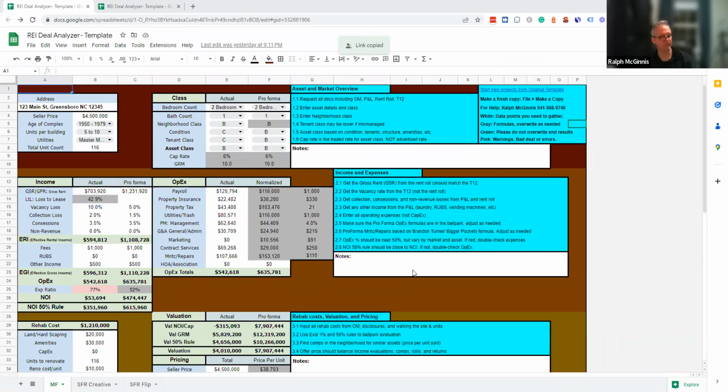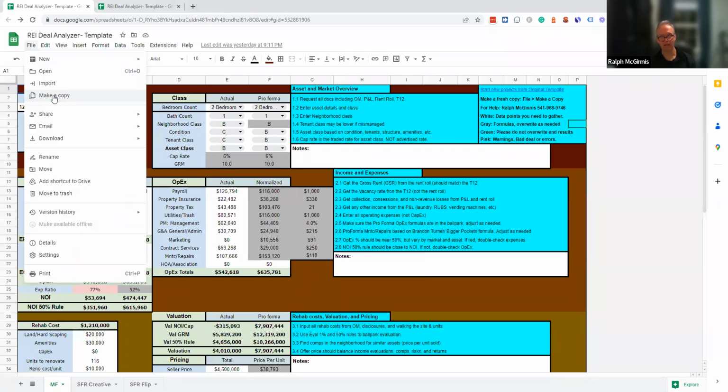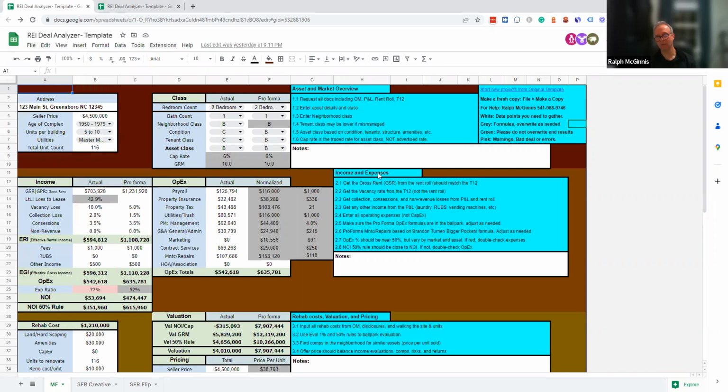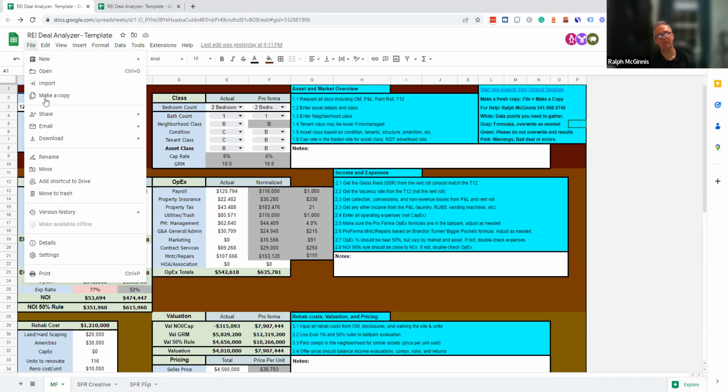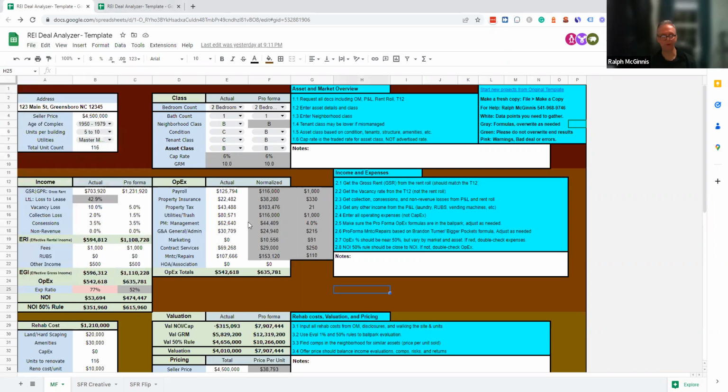The way that you use this, number one, is that you have to go into File, Make a Copy. Quite frequently, people will ask, can you give me edit rights? I cannot give anybody edit rights because if people are editing it, they're going to mess it up. So what you want to do is come in, File, Make a Copy, make your own copy, name it with the address, or if it's a portfolio, something to indicate what that portfolio is about. And then you can put in here everything relative to that address or that portfolio.